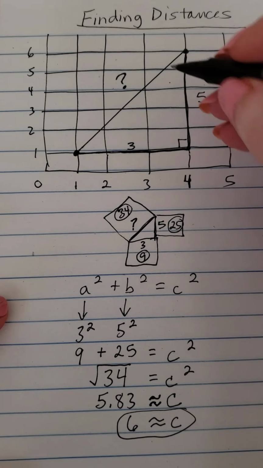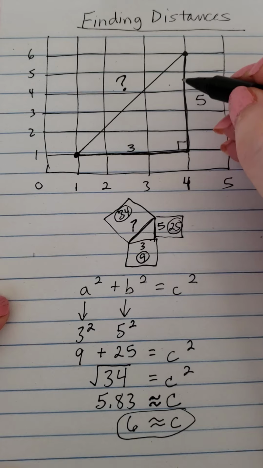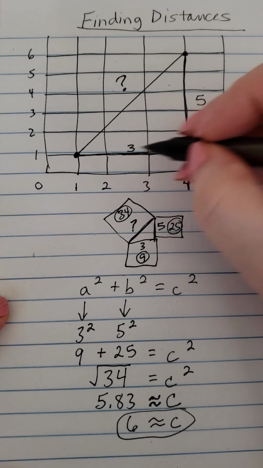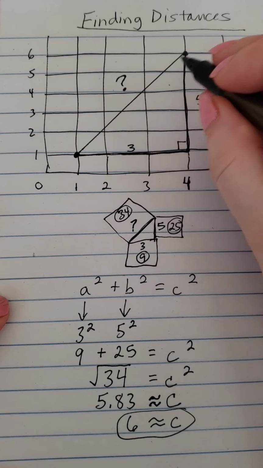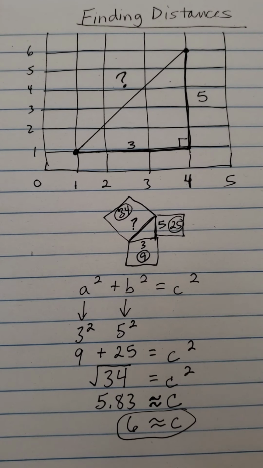So this is what our side length would be. It'd be 5.8. And that makes sense. If this length is 5, this is 3, that's going to give us about 5.8 for our length.